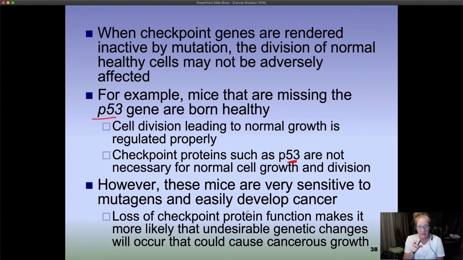P53 is about checking. So as long as there were no mutations, the cells would divide and the organism would function properly. However, the mice required much less exposure to mutagens for the development of cancer than mice that still had intact P53 genes. So this loss of checkpoint proteins is really a big deal in cancers. Cancers will get rid of these checkpoint proteins so that cells can divide uncontrollably, is essentially what they're doing.